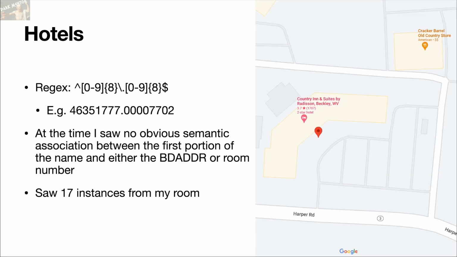Moving on, during my cross-country pandemic Cannonball Run, there was another hotel that seemed to have a bunch of devices, enough that there was probably one per room. At the time I looked at this, it was just a random-looking number, 8 digits and 8 digits, and there was no real association between any of these digits and the BD addresses or room numbers or anything like that.